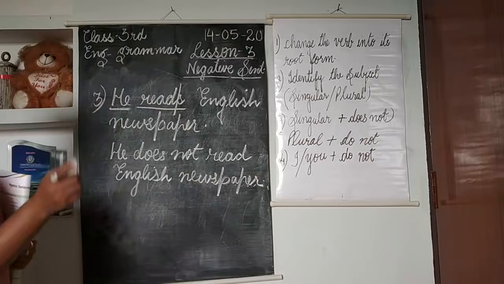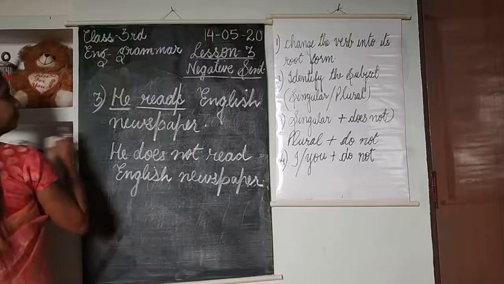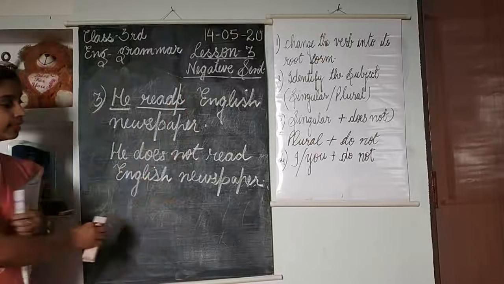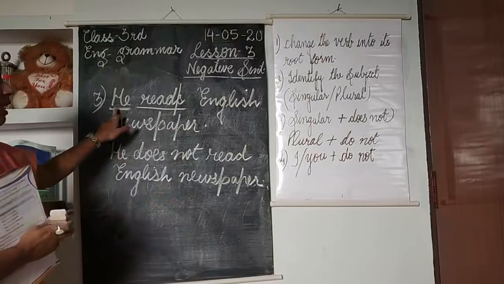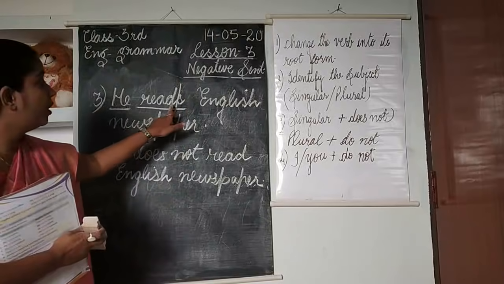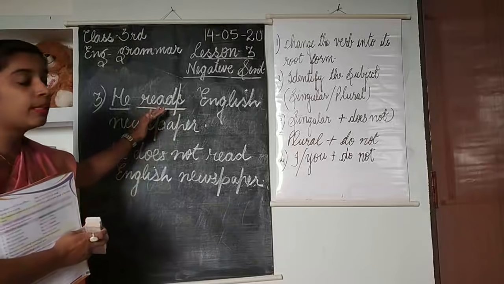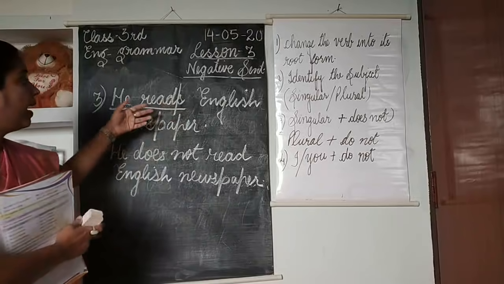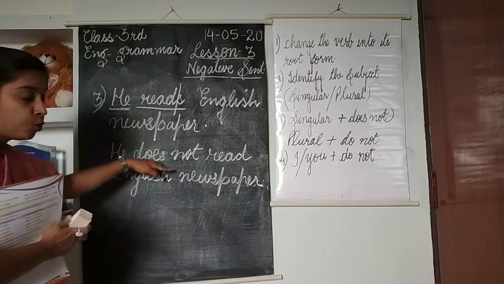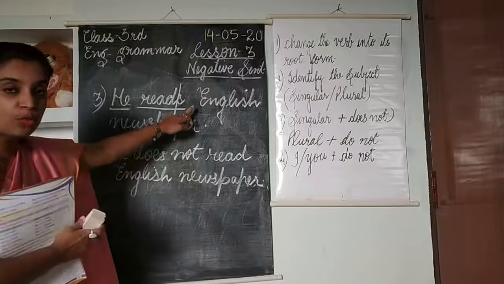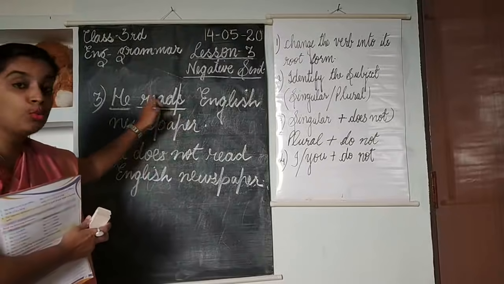Okay, then we are going to see one more example. I think this example is clear to you all. He is the subject, which is singular. The verb is in its base form. The sentence is in simple present tense. When you are asked to change it into negative, you will remove this S from it. You will change this verb into its root form.